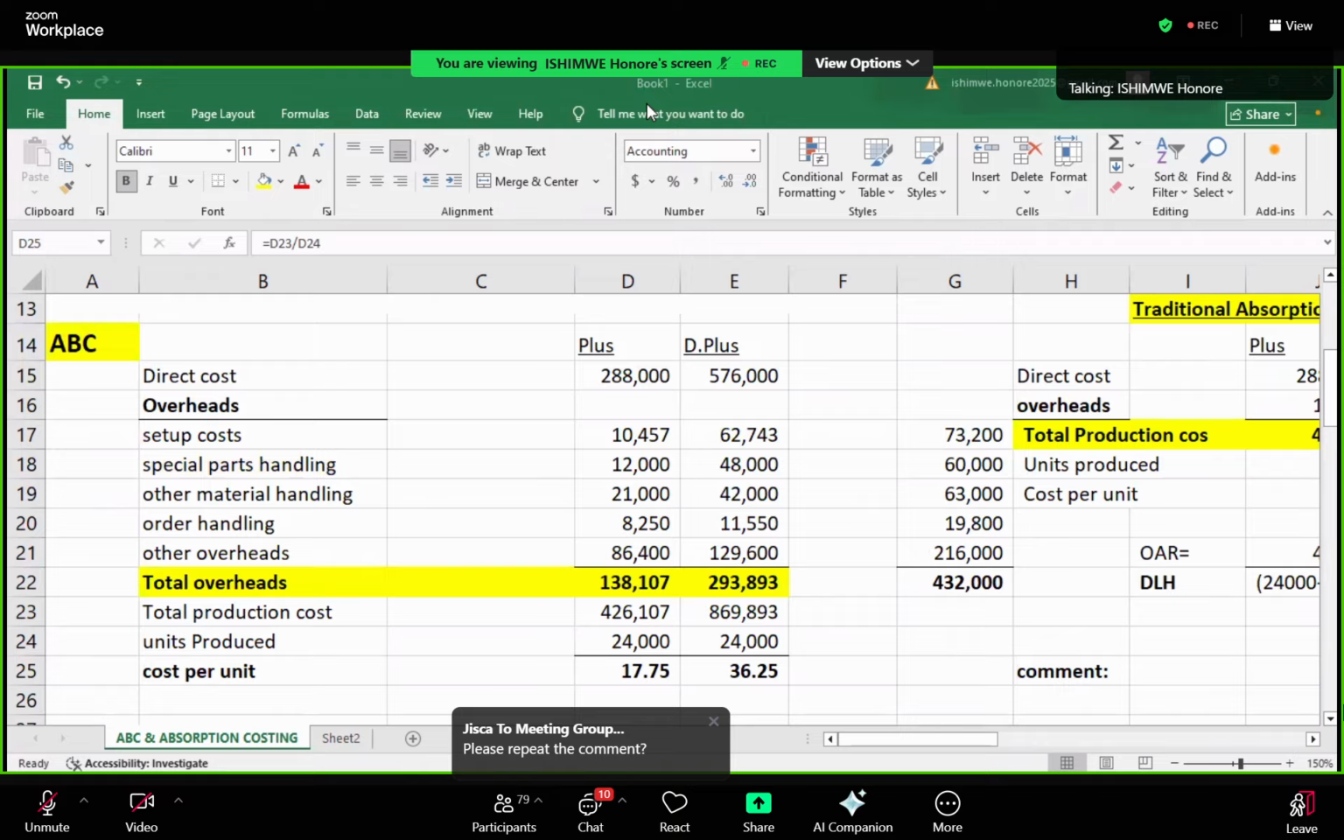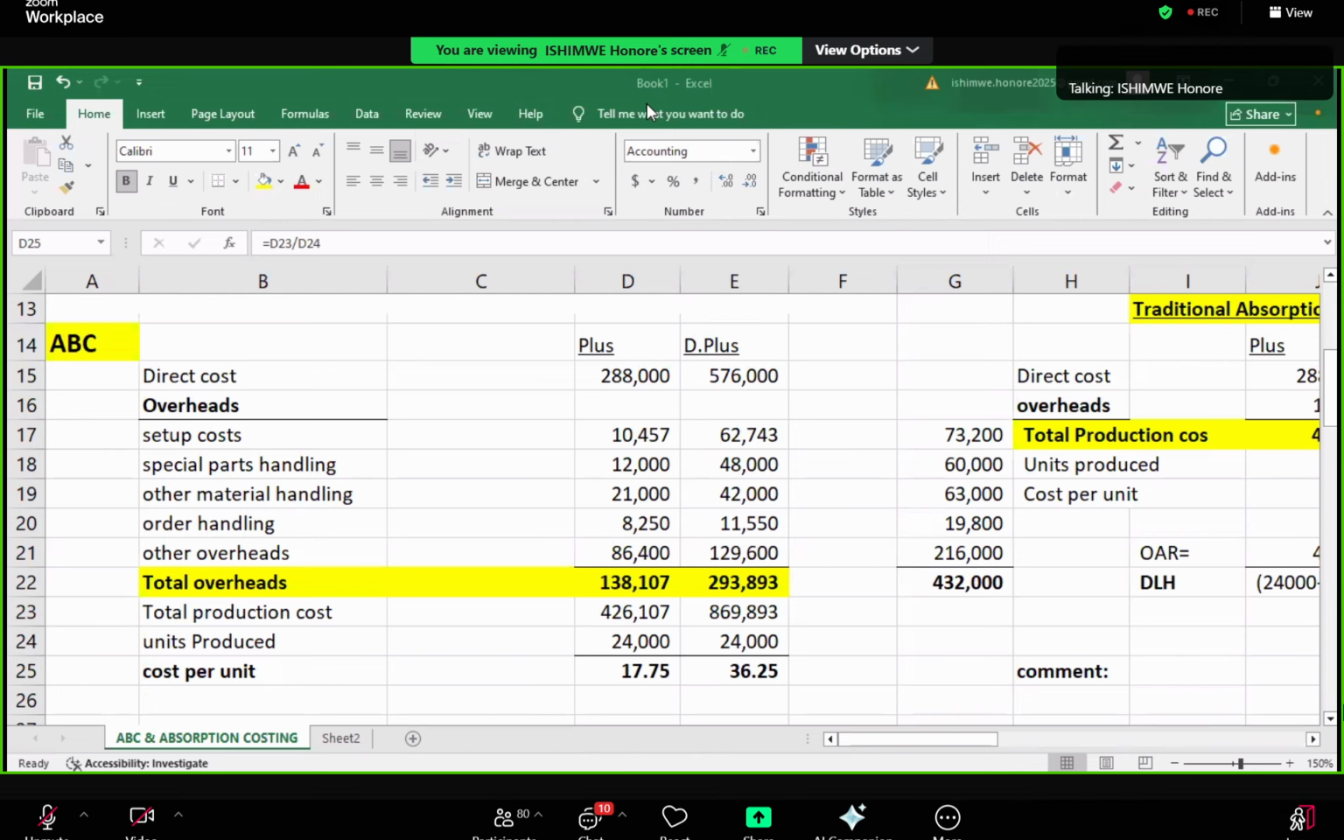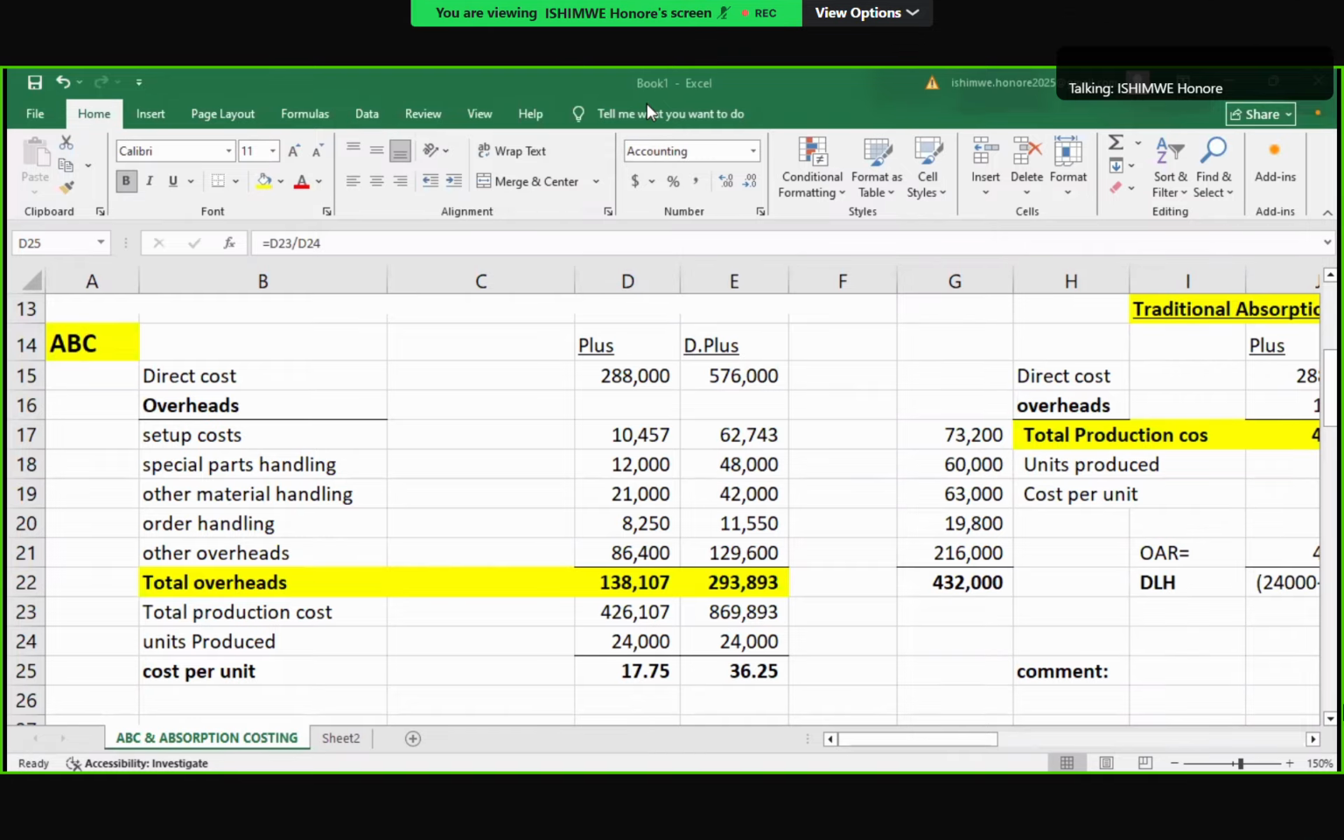Okay, you don't interpret. If the question does not ask you to interpret, you don't interpret. But it depends on how the question is asking. Imagine if the question is requiring you to evaluate. It means after your computation, you need to comment on what you have done as an evaluation.